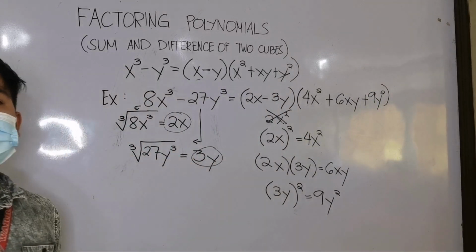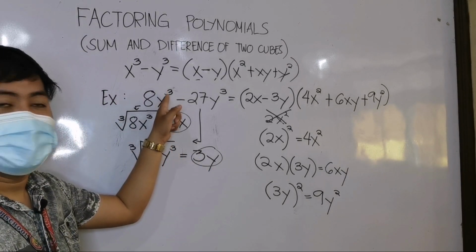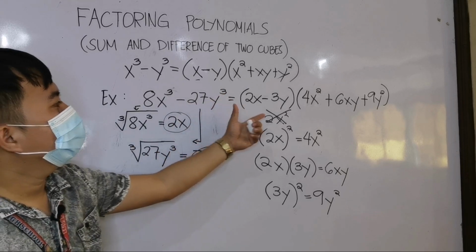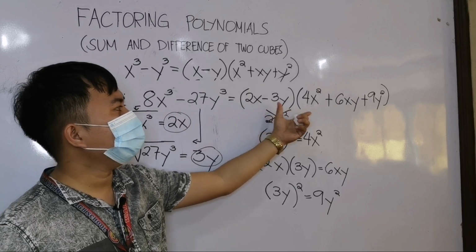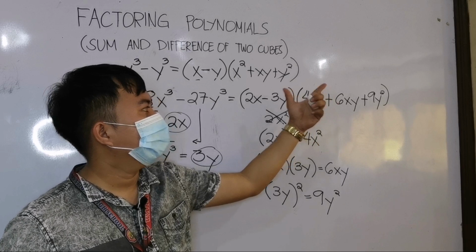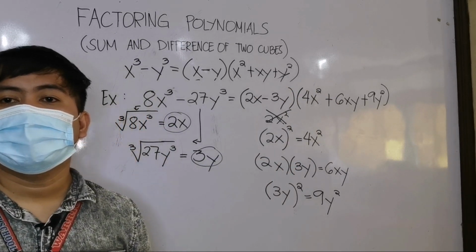Okay. So, this is now the factored form of 8x cubed minus 27y cubed is equal to the quantity of 2x minus 3y times the quantity of 4x squared plus 6xy plus 9y squared.